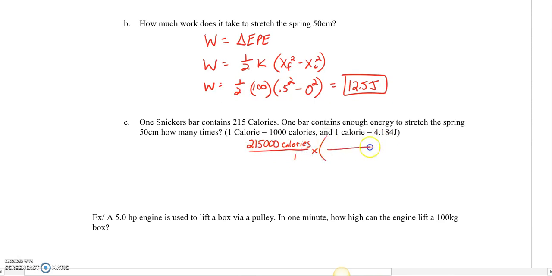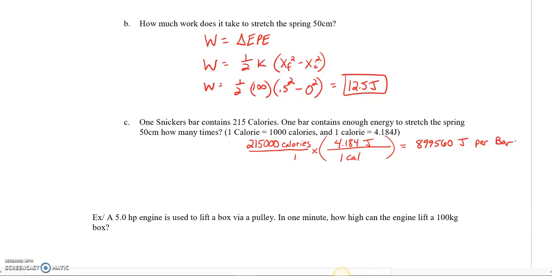So if we do a little quick conversion here, 1 calorie, 4.184 joules, you get 899,560 joules contained in one candy bar, or one Snickers.